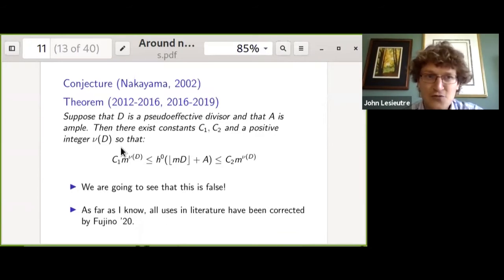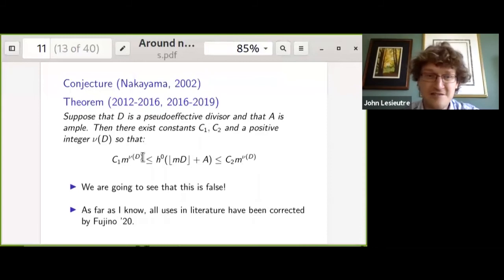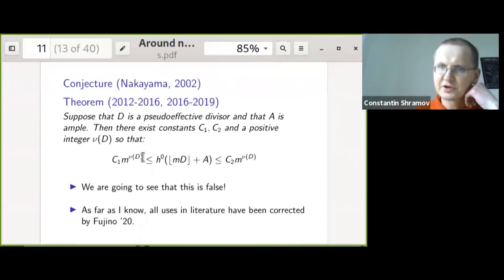So there's really two main results coming from this example again. The first is that H0 of MD plus A does not have to grow polynomially in M. A consequence of that is that the different notions of numerical dimension are not equal to each other in general after all. So this oscillating example is going to come to prove this.